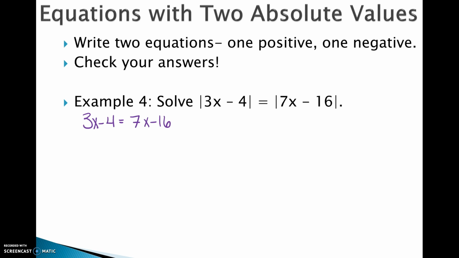Anyone want to be super brave and take a guess what the other one looks like? Close. We're gonna keep 3x minus 4 the same. Negative 7x plus 16. So we kept the first part the same, but in the second equation, instead of positive 7x, we have negative 7x. Instead of negative 16, we have positive 16.